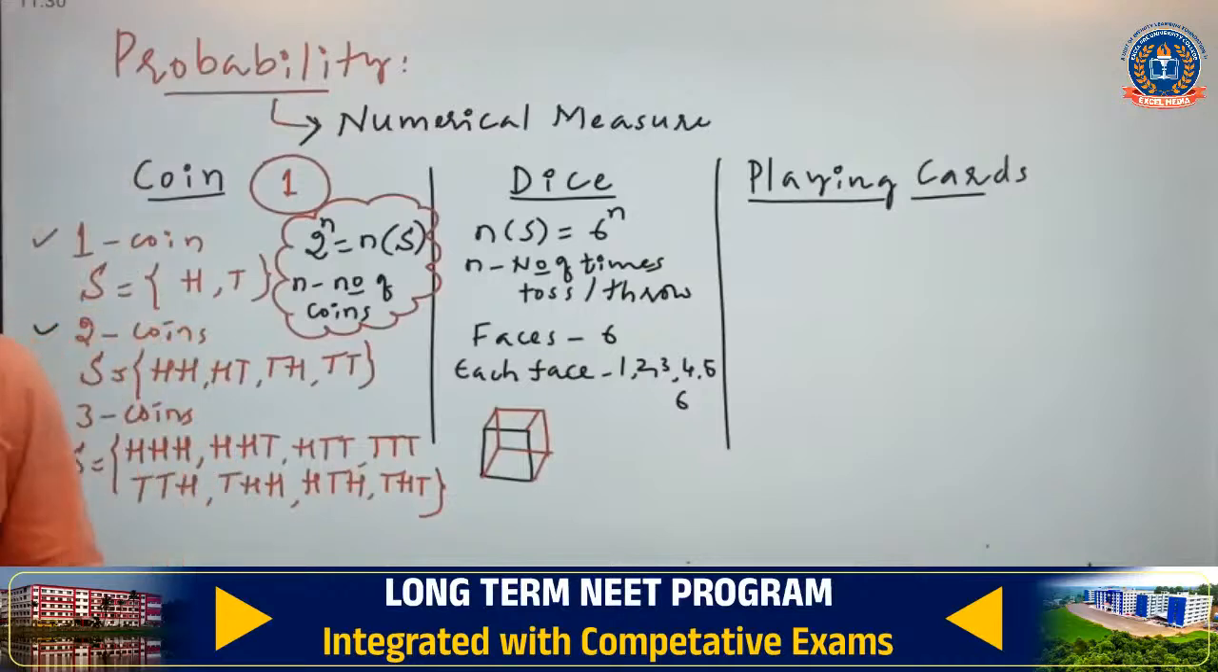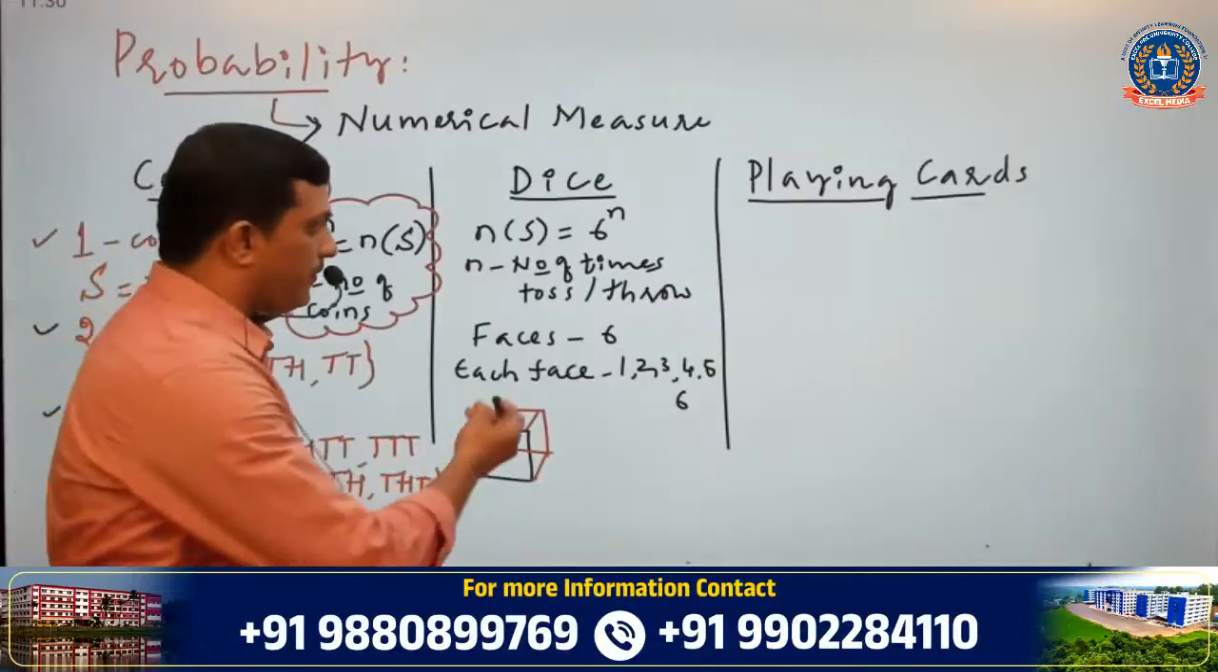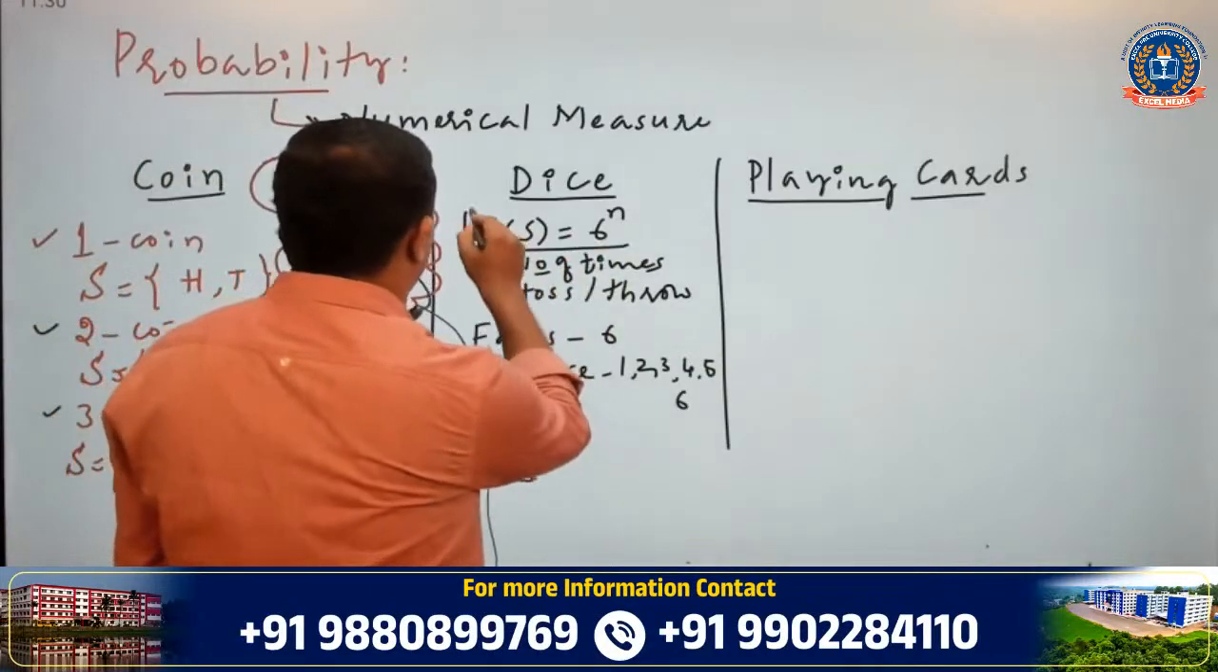Okay, so numbers are written on all of these dice. So that is the dice. 6 raised to n is the one formula.